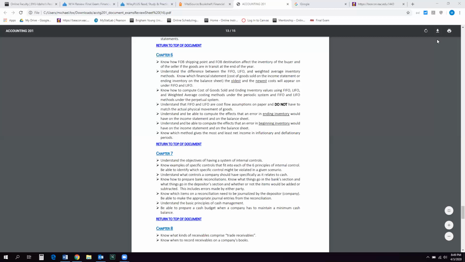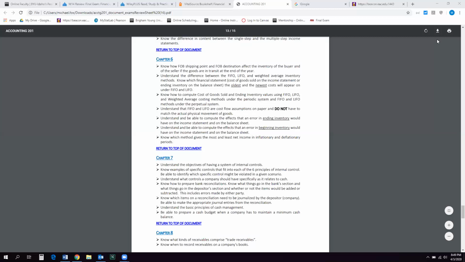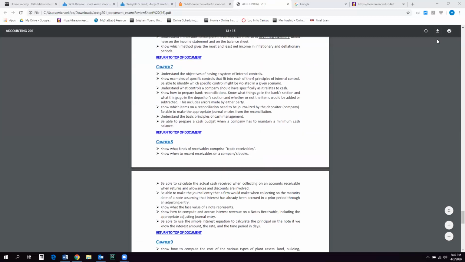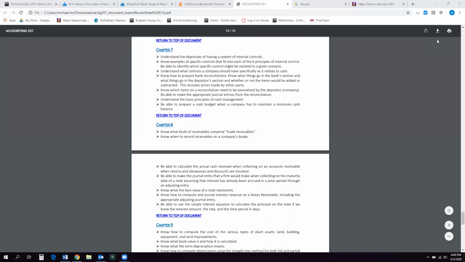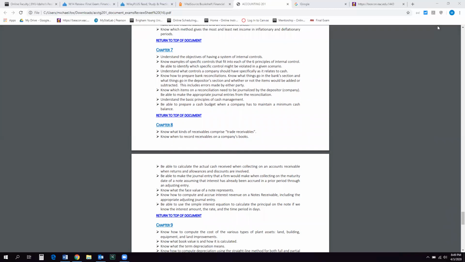All right, so let's take a look at chapter 7. So understand the objectives of having a system of internal controls. I'm sure there's some stuff in the book. Mostly you want to have internal controls to make sure that you do the things you plan to do, and to make sure that your employees aren't stealing from you. We can probably turn to the textbook, and that will give us a little more specific answer, or at least what the textbook publisher is looking for. So let me pause this a second and we'll pull up the textbook.